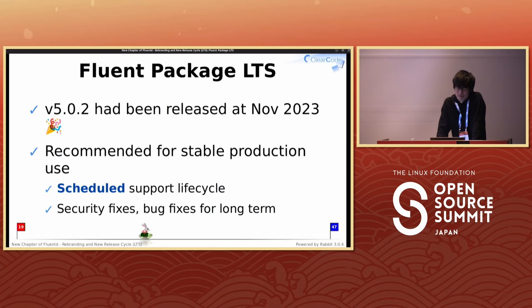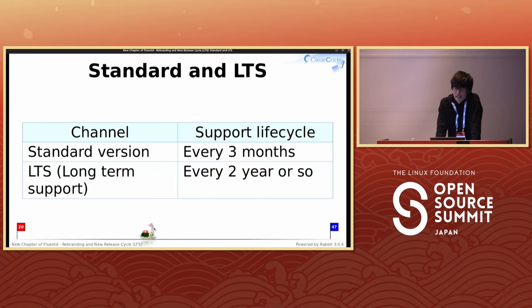I'm going to explain the life cycles in more detail. There are two channels with different life cycles, standard and LTS. Standard has the same life cycle as TD agent, so it is very simple. About every 3 months, we update the embedded Fluentd to the latest version, so you can always use the latest functionalities with the standard channel. But some users may feel it is difficult to update, because they may worry about encountering new bugs or losing compatibility.